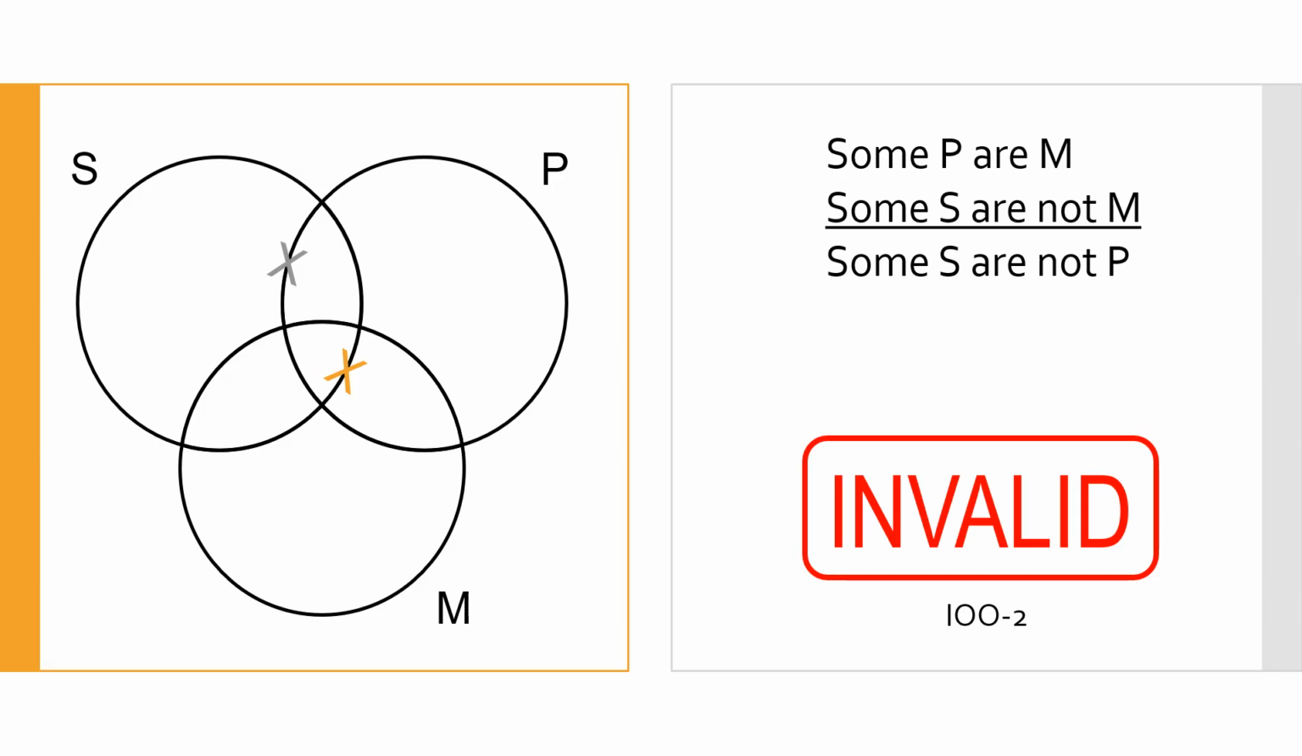The gray X here in the three Venn circles is not committed enough to the proper section to actually count as a valid argument. So let's take a look at another example. This argument says no P's are M's, some S's are M's, therefore all S's are P's.